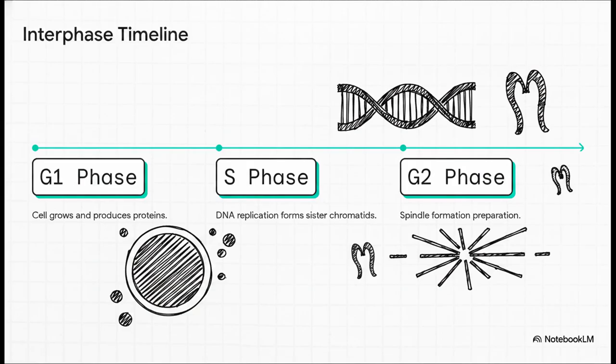This preparation happens chronologically across 3 distinct substages. First up is gap 1, or the G1 phase. This is where the cell physically grows in size and pumps out essential proteins and organelles. Next, we hit the S phase, or synthesis phase. The stakes here are super high because this is where DNA replication actually occurs. Every single chromosome is duplicated into sister chromatids, which ensures the genetic material is fully copied. Finally, there's gap 2, or G2 phase, where the cell grows a bit more and synthesizes the exact proteins needed to form spindle fibers for the upcoming division.